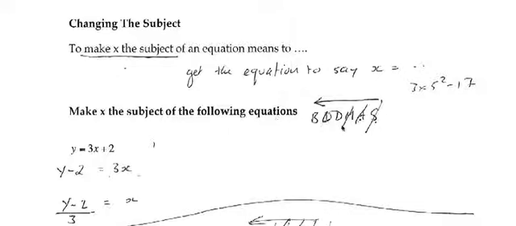And then the only thing that's left is the x's are being multiplied by 3, so I move that to the other side and it divides by 3. Notice it divides the whole of the other side by 3, not just part of it. And that leaves me with x as the subject of this formula. So x is y minus 2 all divided by 3.